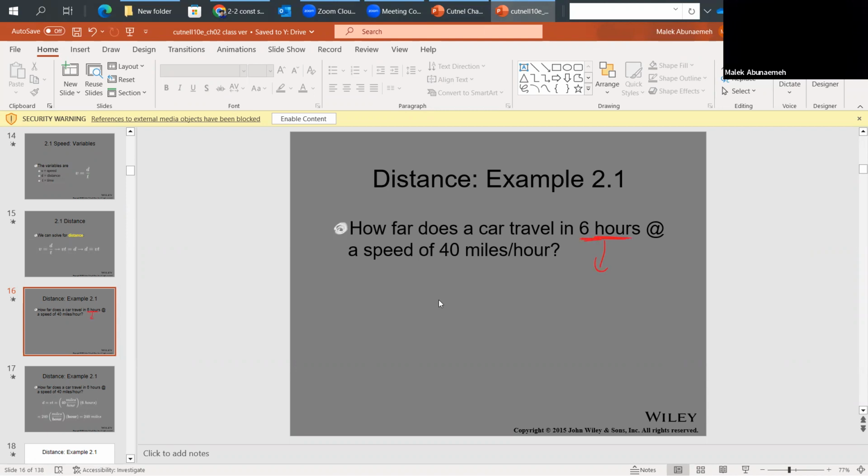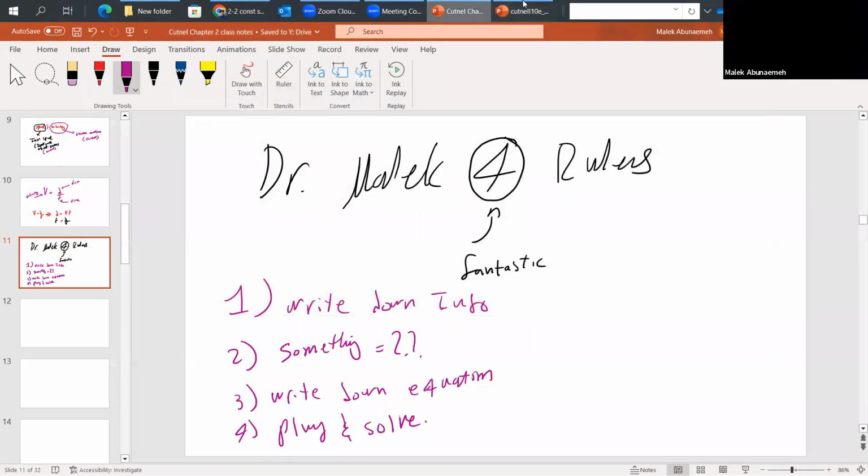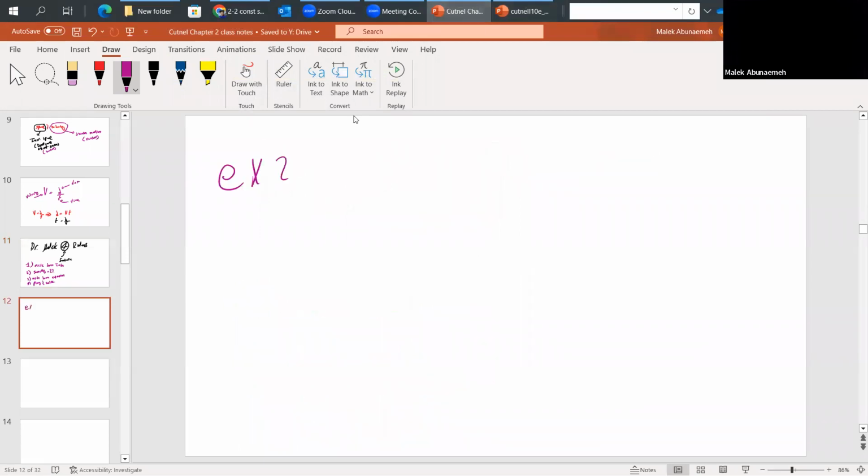The unit tells you what that number is. Now, when you talk about the unit, you're talking about hours. Hours tells you is going to be what? Time. And you got 40 miles per hour. That's distance over time. You know, distance over time, that's your velocity. So your time, in this case, and this is going to be example 2.1, your time in this case can be 6 hours, and your velocity is 40 miles per hour.